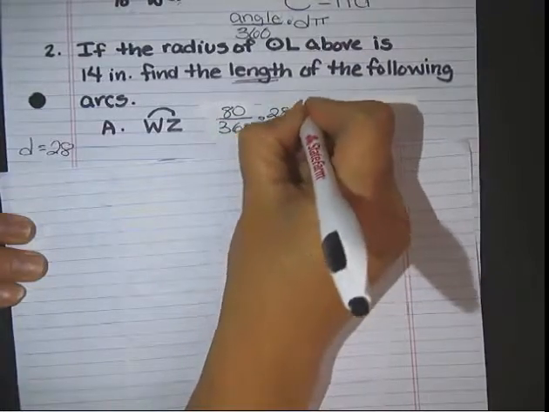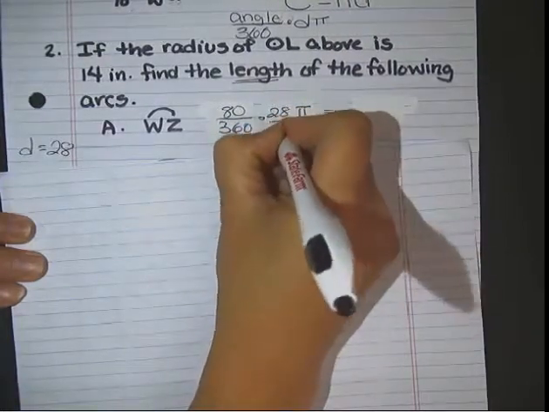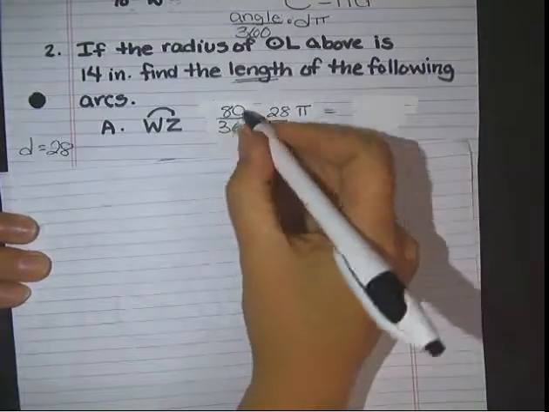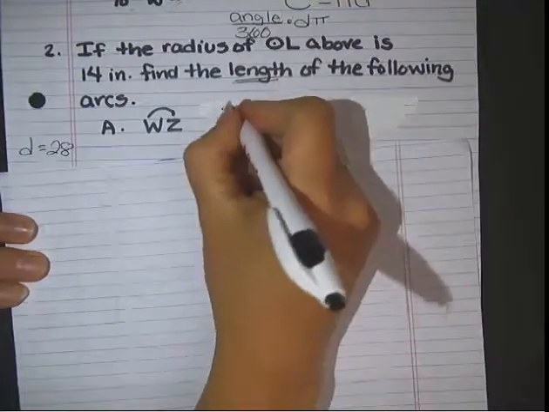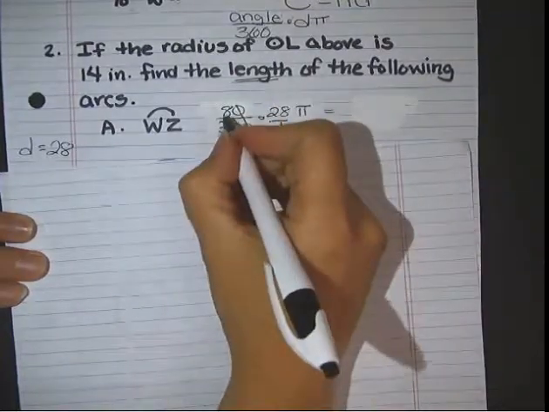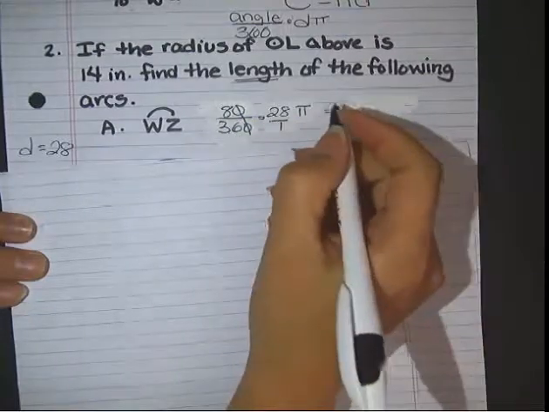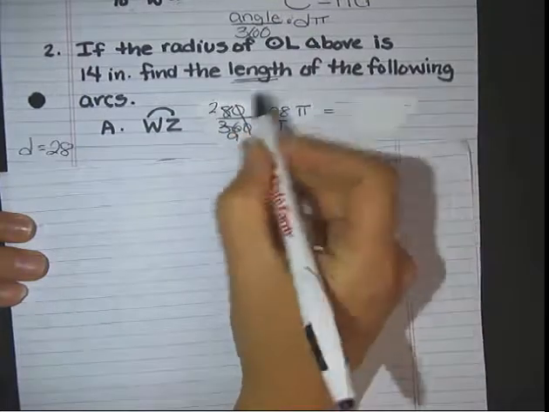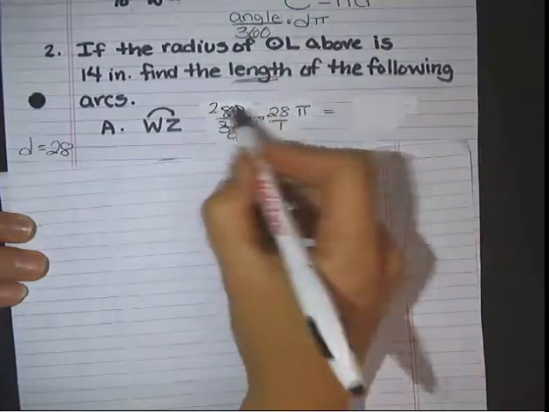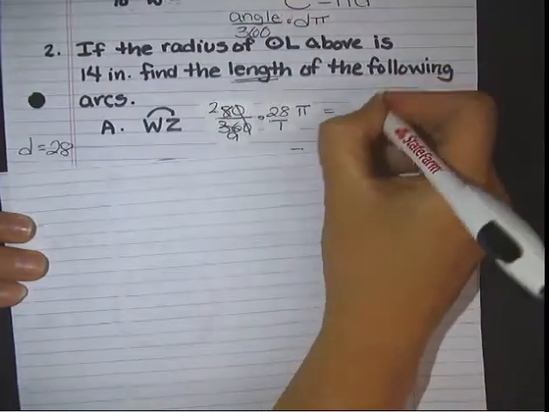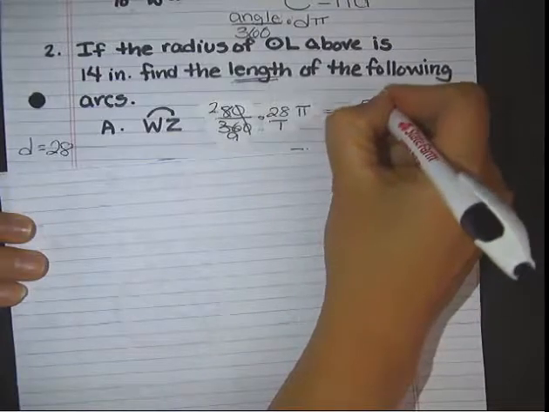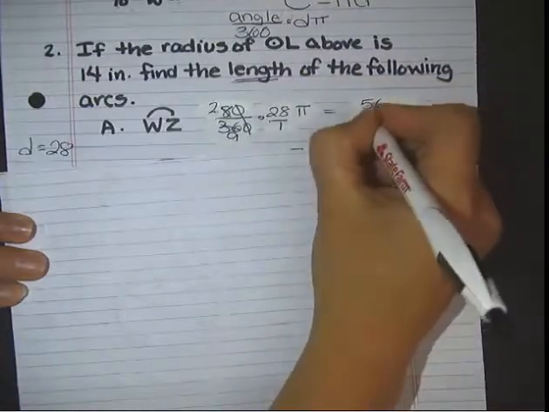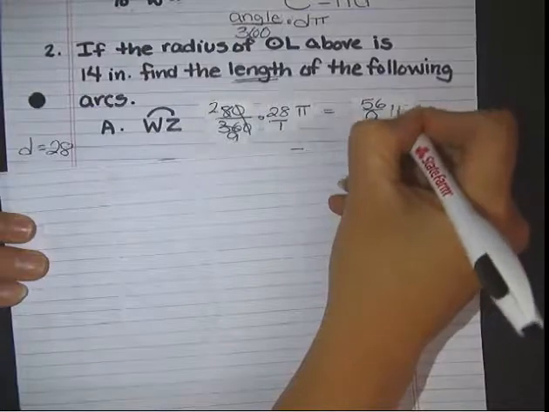I'm just multiplying fractions here. So I can simplify 80 over 36, get rid of those zeros. They're both divisible by 4, so I could simplify to 2 and 9. So 2 ninths times 28, 2 times 28 is 56, and 9 times 1 is 9. 56 over 9 pi is our answer, and it's pretty common that that's what the answer looks like.